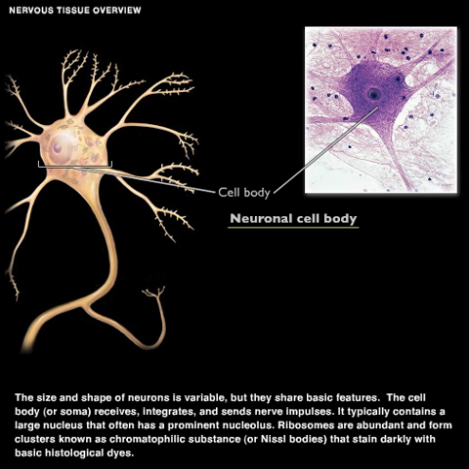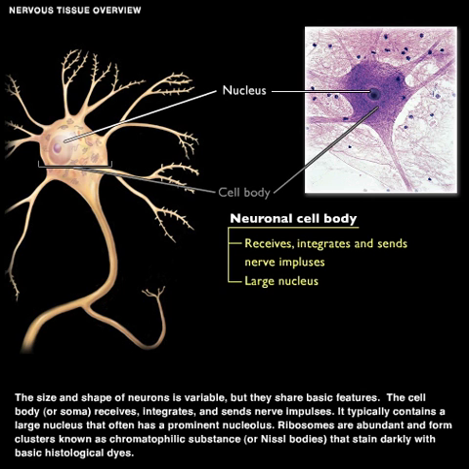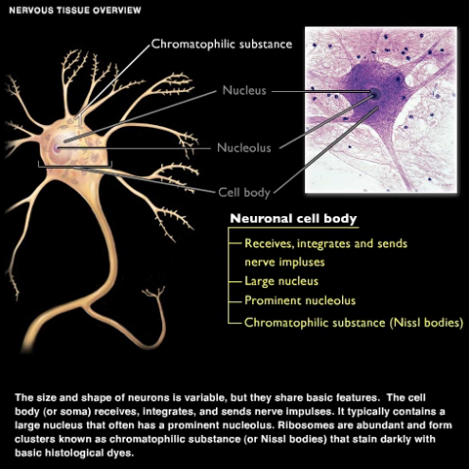The cell body, or soma, receives, integrates, and sends nerve impulses. It typically contains a large nucleus that often has a prominent nucleolus. Ribosomes are abundant and form clusters known as chromatophilic substance, or Nissl bodies, that stain darkly with basic histological dyes.